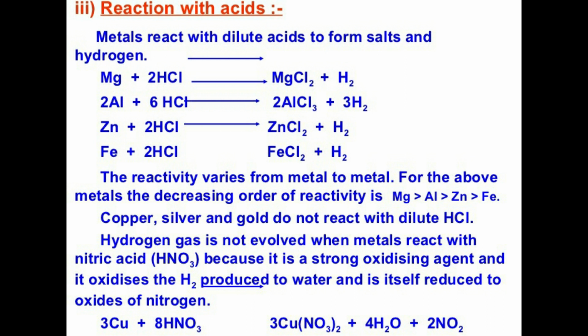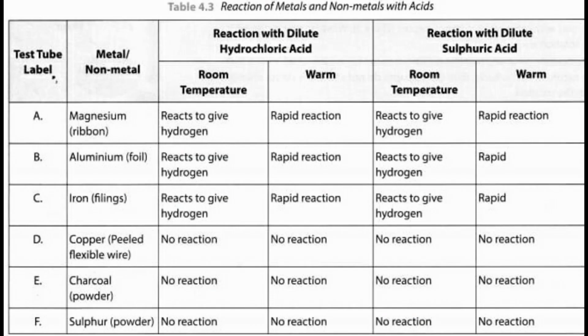They have taken six test tubes and named them A, B, C, D, E and F. In test tube A they have taken magnesium ribbon, in B aluminium foil, in C iron filings, in D copper peeled wire, or you can say a flexible wire. In E they have taken charcoal powder, and in F sulfur powder. Now we are going to react them with two types of acids.